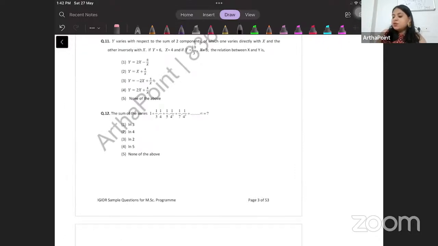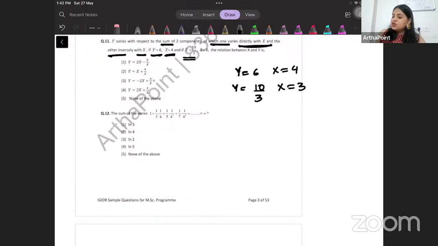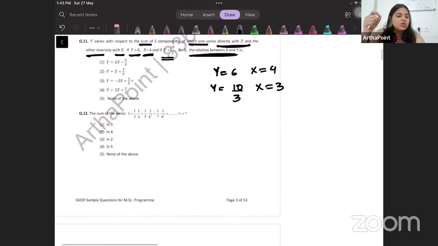Y varies with respect to the sum of two components, of which one varies directly with x and the other varies inversely with x. If y is 6, x is 4, and if y is 10 by 3, x is 3. The relationship between x and y is... But the best way to solve this, according to me, is to go through the options.